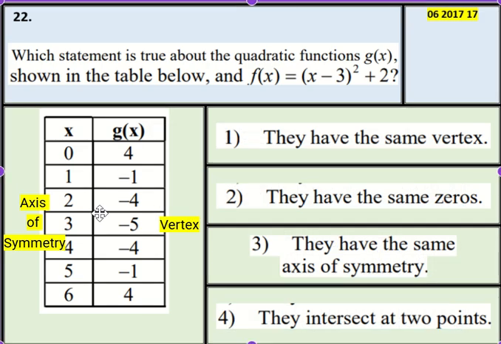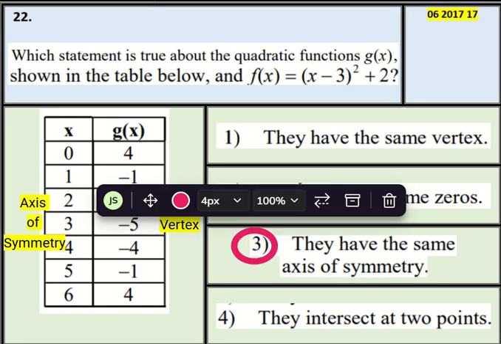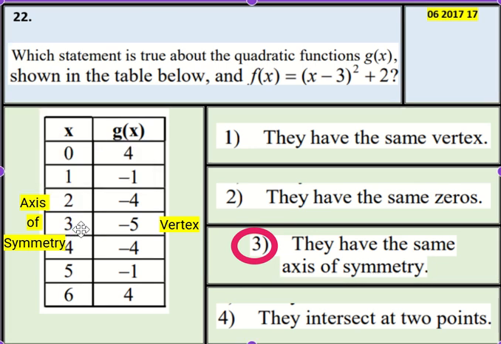Now, if we look at our table, if the vertex is (3, -5), this quadratic also has an axis of symmetry of x equals 3. Therefore, the answer to question number 22: both of these functions share the same axis of symmetry. They have a different vertex, but the x-coordinate of the vertex for both is 3.